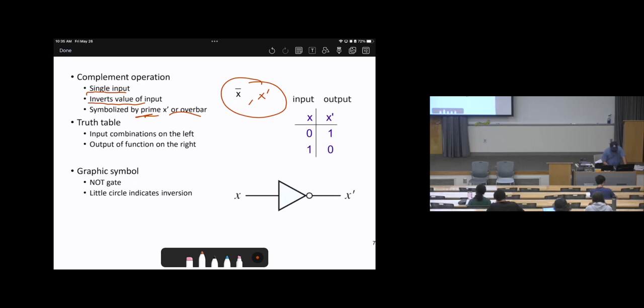Then the symbol of it is like a triangle, and you will see this bubble. Keep in mind, this bubble is a must to have. This bubble is a must. Okay? We are familiar with this. NOT 0 will be 1, 1 will be 0. So this bubble or circle indicates that there will be inversion. If there is no bubble, this means there is no inversion.